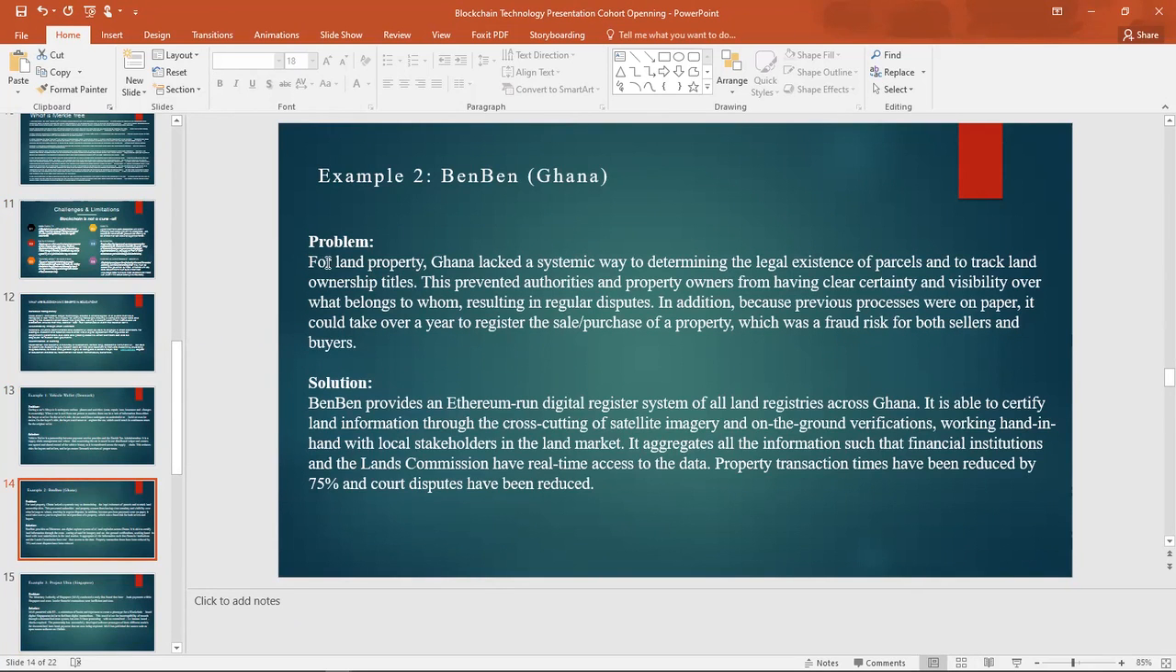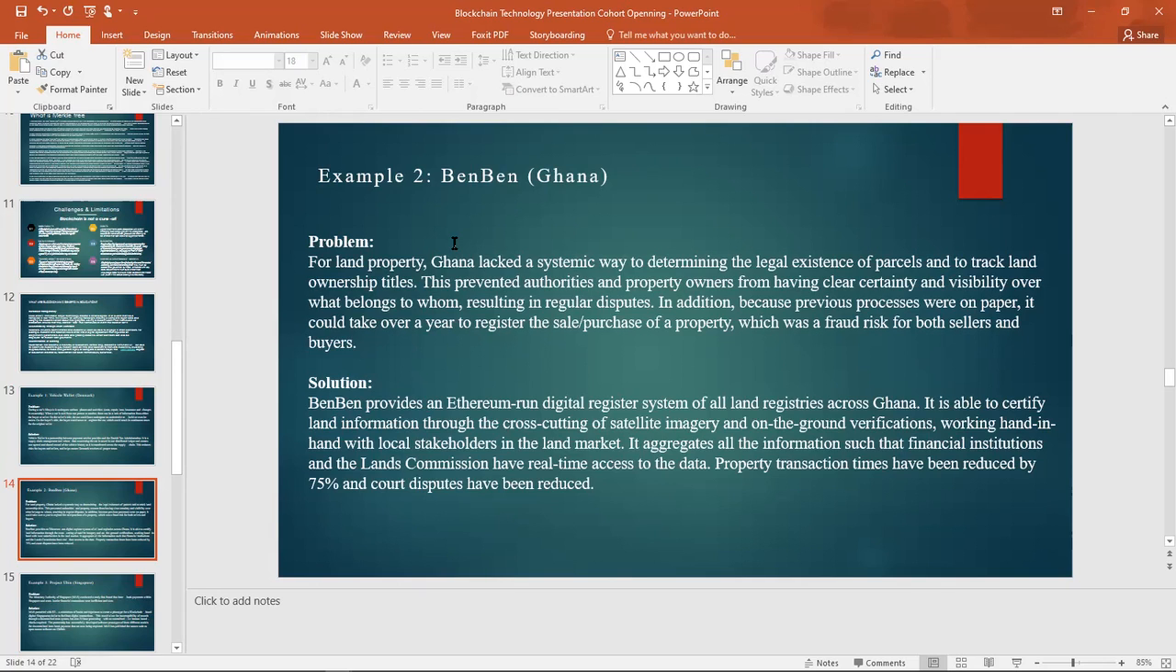So the problem they were solving is for land property. Ghana lacked a systematic way of determining the legal existence of a parcel and tracking land ownership titles. This prevented authorities and property owners from having clear certainty and visibility over what belongs to whom, resulting in regular disputes. In addition, because previous processes were on paper, it could take over a year to register the sale or purchase of a property, which was a fraud risk for both sellers and buyers.